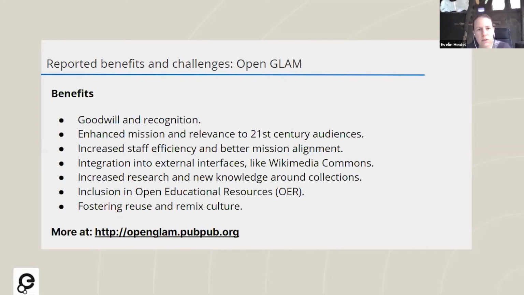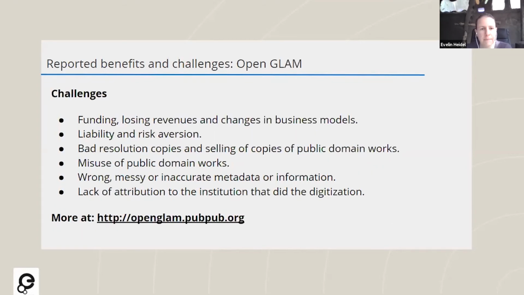And if we can go to the next slide, I'm going to briefly go through the challenges. And some of these challenges are the ones that Karen has already mentioned. There's a lot of fear around losing funding, losing revenues, changes in business models. There's also a very, I would say, very valid fear around liability and risk aversion.